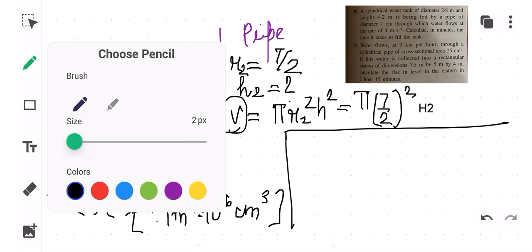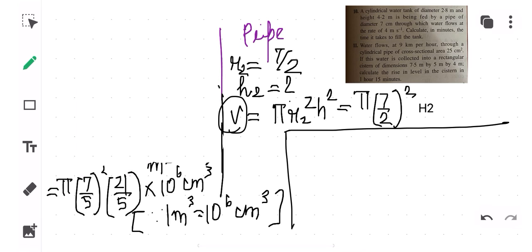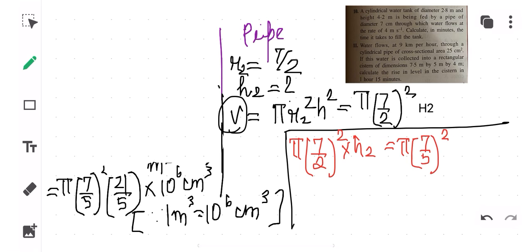See, I'll be writing pi into (7/2) square into h2, that is what we had taken, either small h or capital H. We had taken small h, so I'll be writing h2. And this should be equal to pi into (7/5) square into (21/5) into 10 raised to 6. So this is what we are getting.